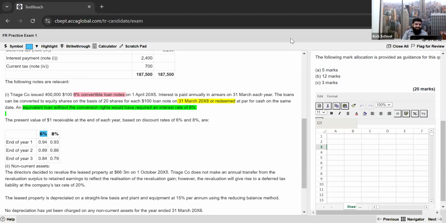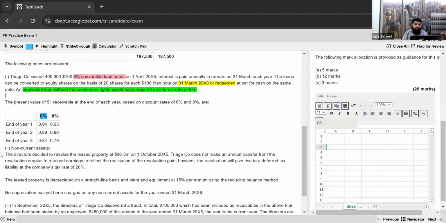Okay, Hamza. So it means it's not that impossible. It's quite simple. Okay, let's read out the another adjustment. Non-current asset. The directors directed to revalue the leased property. It means they have decided that they want to revalue the leased property.